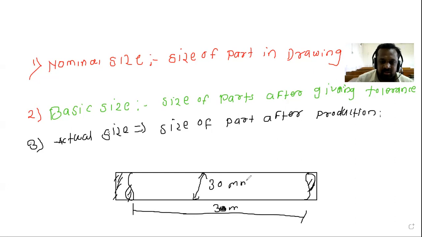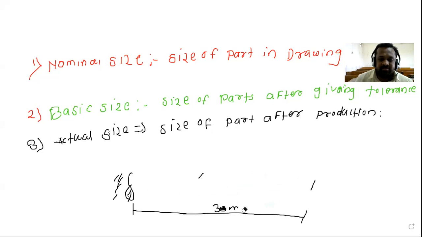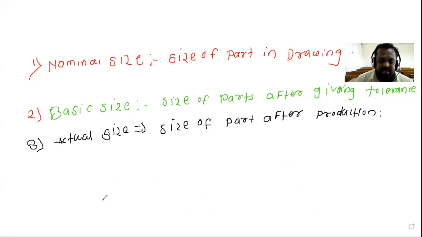Whatever size we are showing in the drawing, that size is called the nominal size. Understood? The nominal size is nothing but whatever size we are showing in the drawing only. Nominal size is the size, which dimension, we are showing in the drawing only.